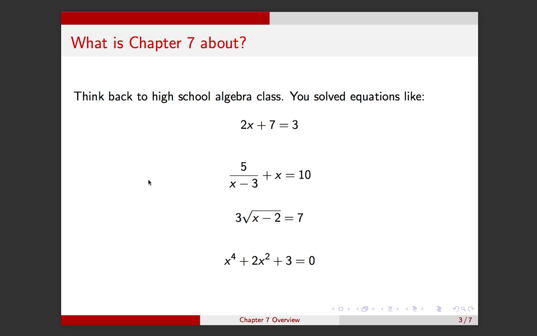Okay, so to motivate what Chapter 7 is about, think back fondly to your high school algebra class. You solved equations like this: 2x plus 7 equals 3, whatever. You maybe worked your way up to equations like this. But you were solving equations with one unknown, right? One equation, one unknown. And you could do things like factor or square both sides or whatever, right? You dealt with all that in high school algebra.